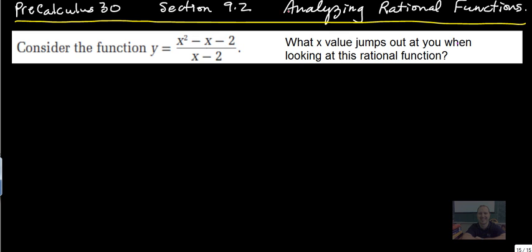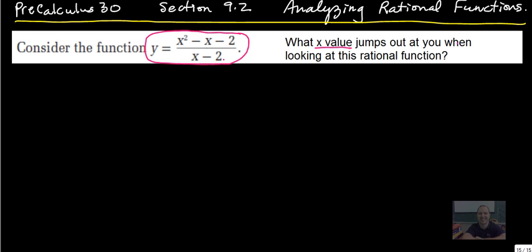So the question is, what x value jumps out at you when looking at this rational function? Knowing what we've been studying in this first section of this chapter, what x value is of important interest? 2. Okay, very good. Yeah, x equals 2. That is of particular interest. Now, why did you say x equals 2? Okay, because it's the asymptote.